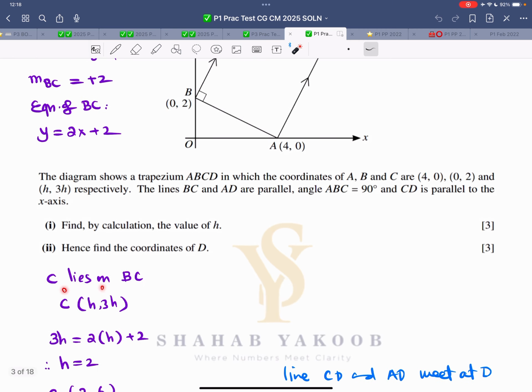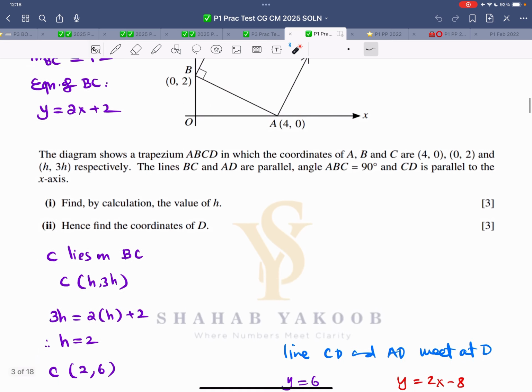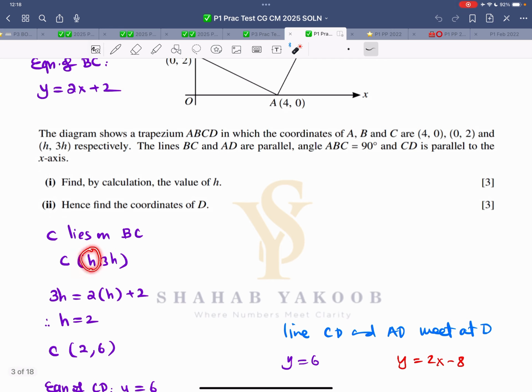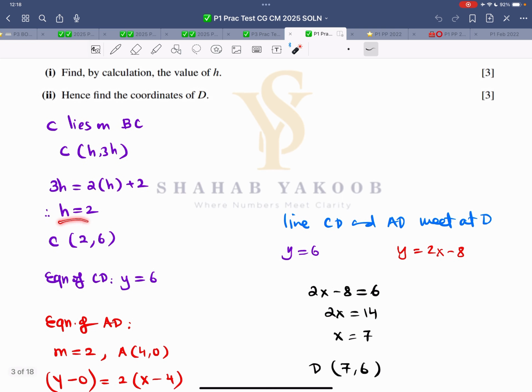Now C lies on BC. This point is also part and parcel of this line. That means if this is the x coordinate, plug it in over here. This is the y coordinate that goes over here. Hence you find the value of h. So h comma 3h becomes 2 comma 3 into 2, which is 6. So the coordinates of C is 2 comma 6.